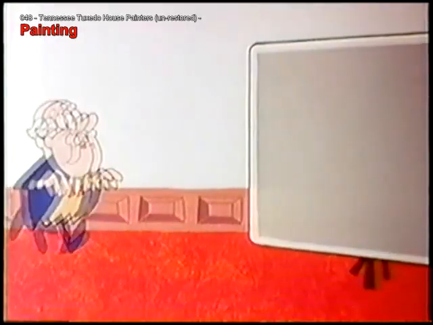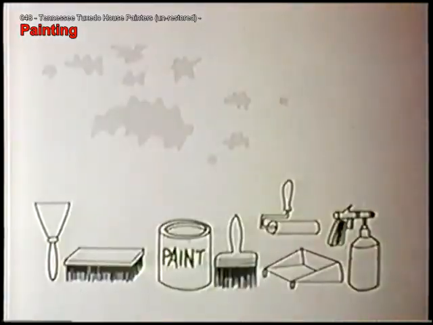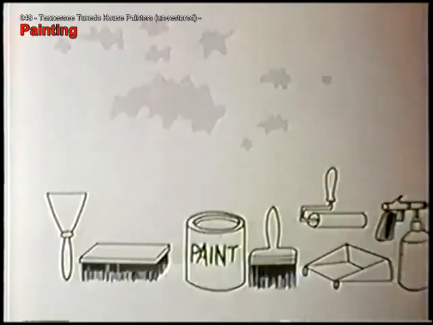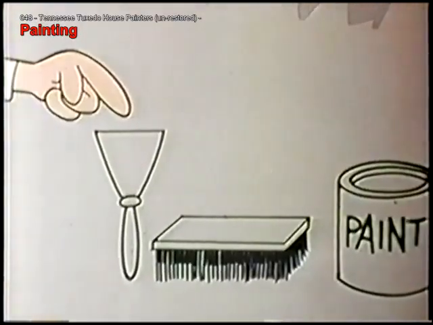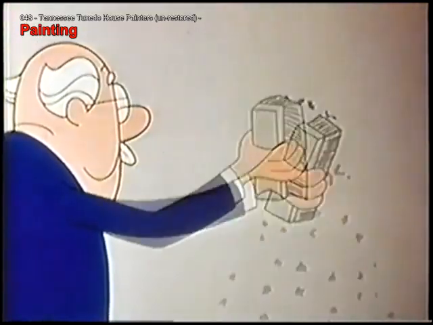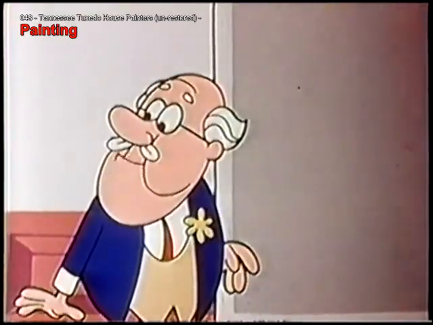Thanks a million. Now, the first thing to do is to prepare the surface that is going to be painted. That means scraping off any loose paint, and this is very important. You can use a paint scraper or a wire brush to do the job. There. Now, with the surface clean, you are ready to apply the paint.